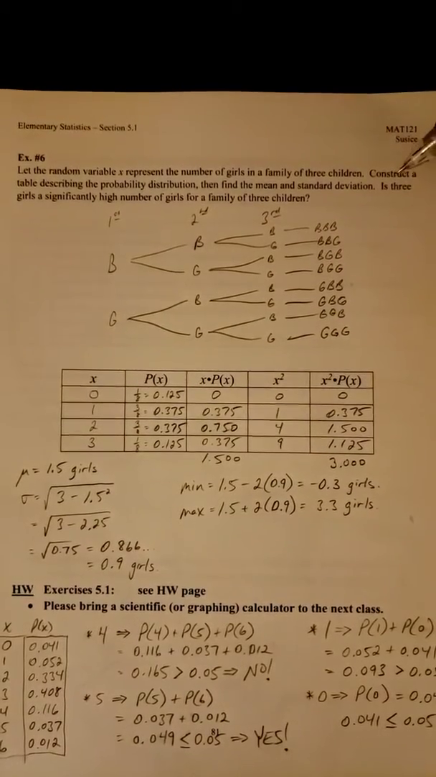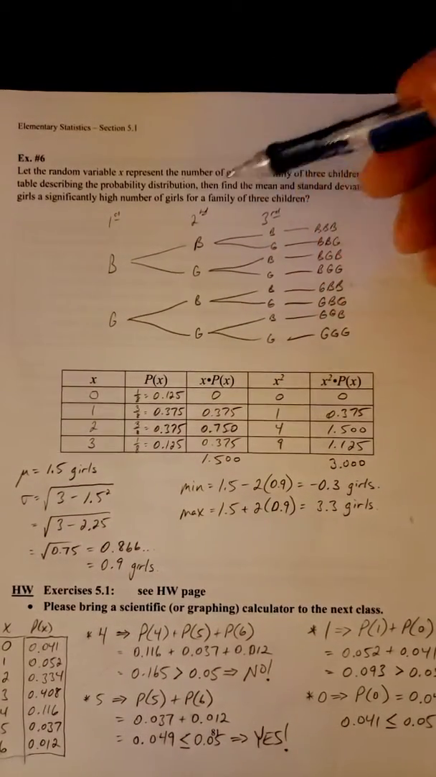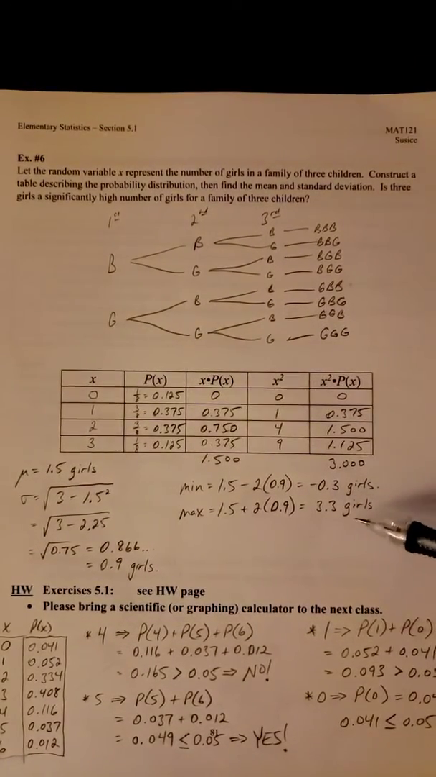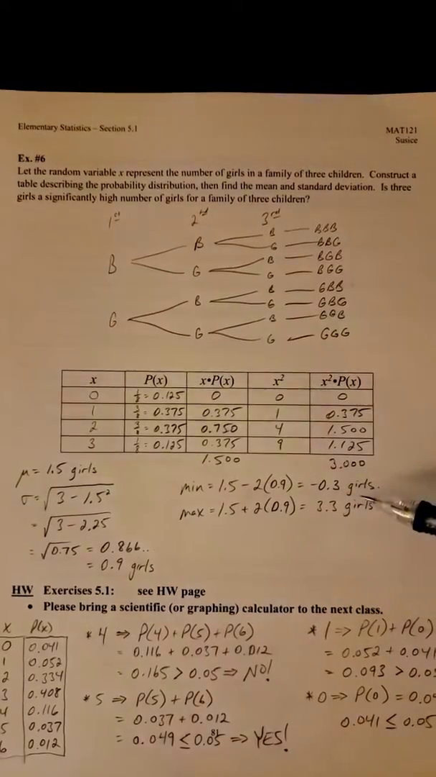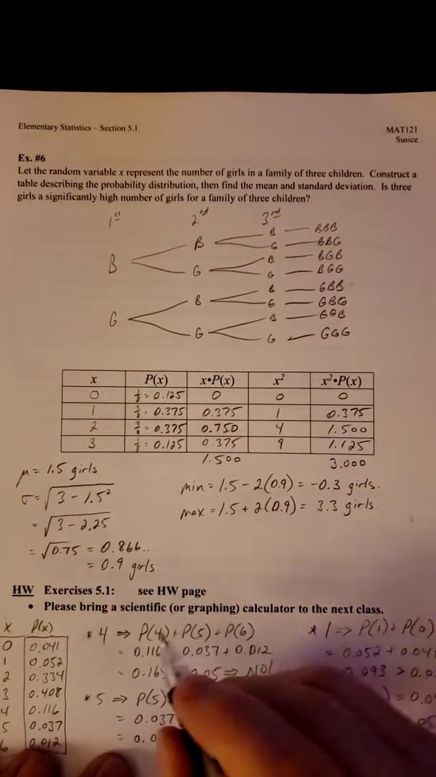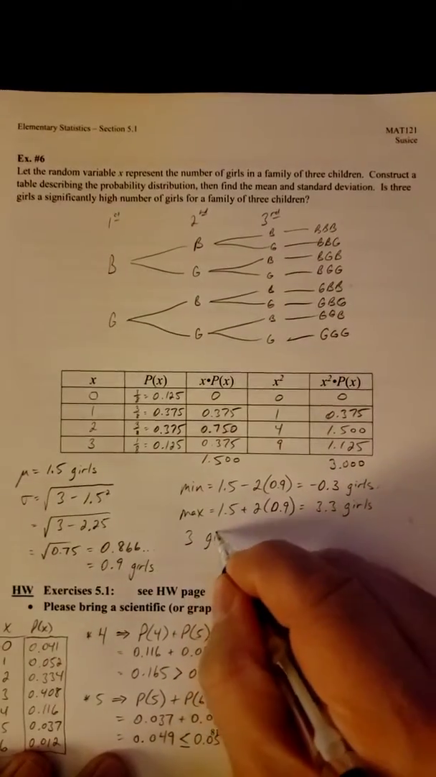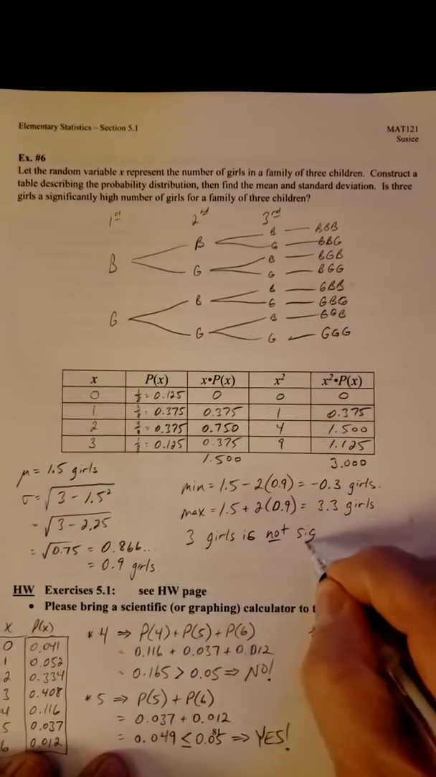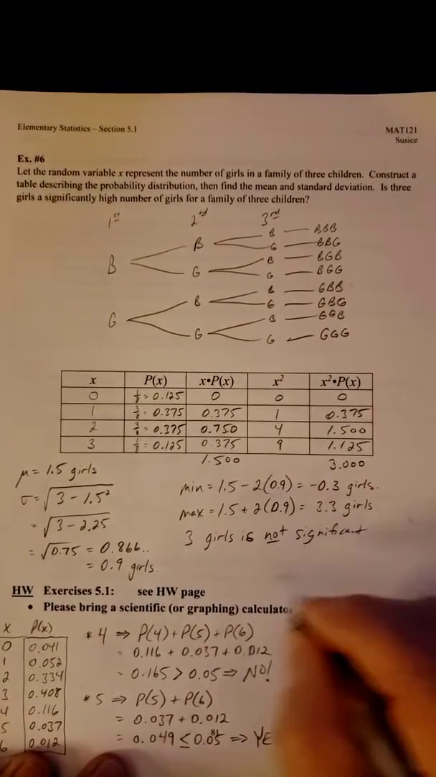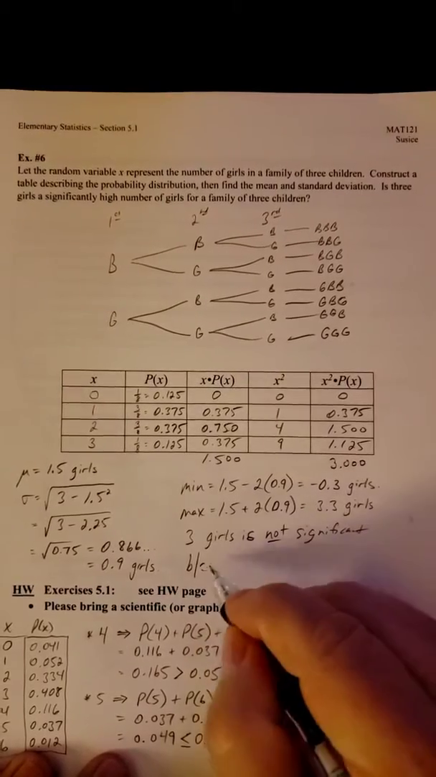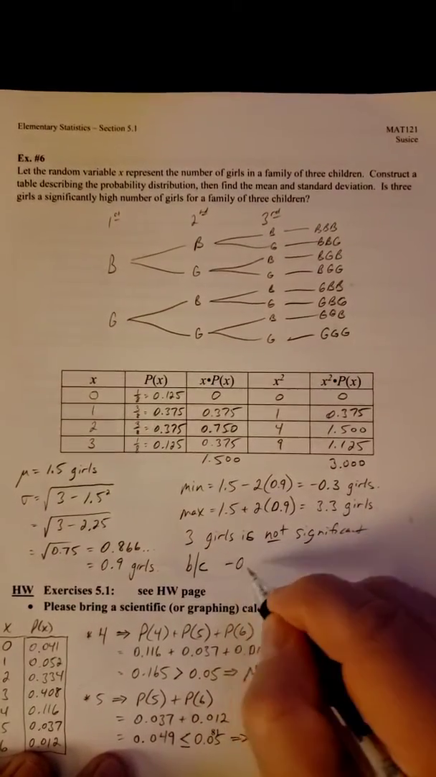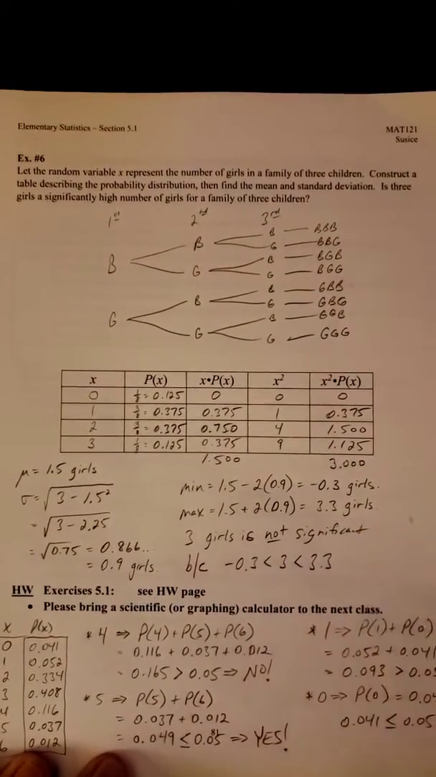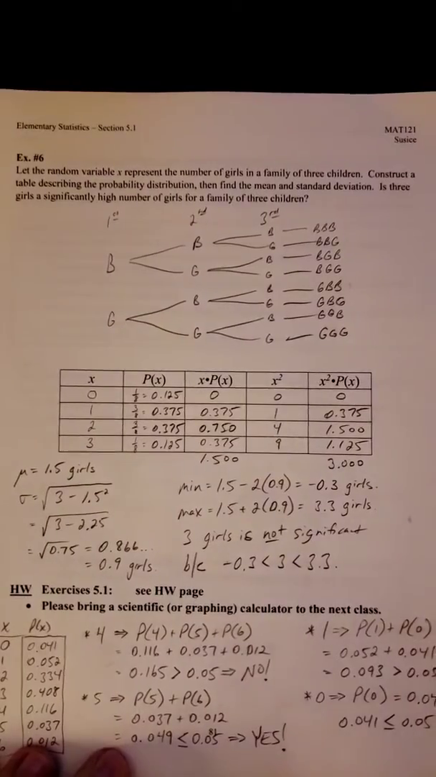So now the question wants to know, is 3 girls a significantly high number of girls? Well, again, you've got to compare that to these cutoffs. So 3 is between these two, and when it's between, that means it's not significant. So 3 girls is not significant because, and you can just use the inequality format. So that's one way we could have done it.